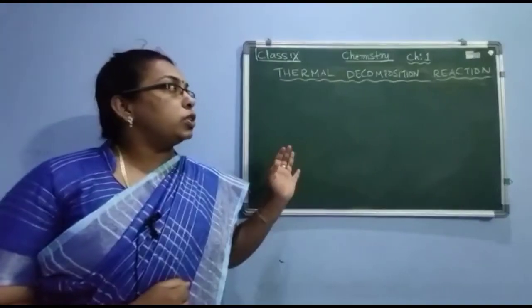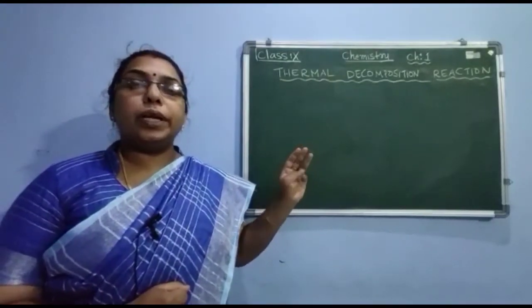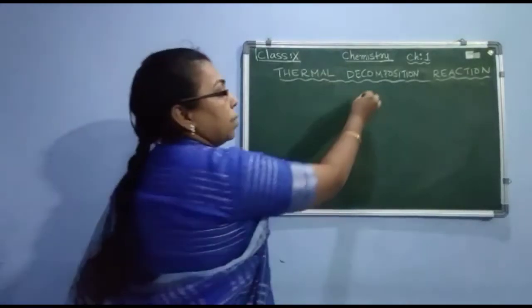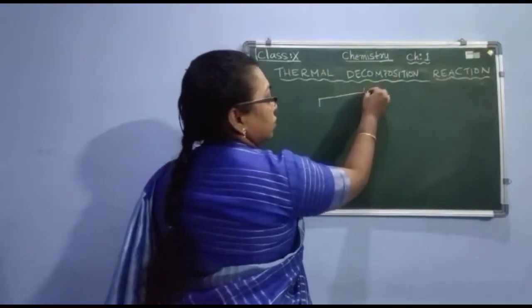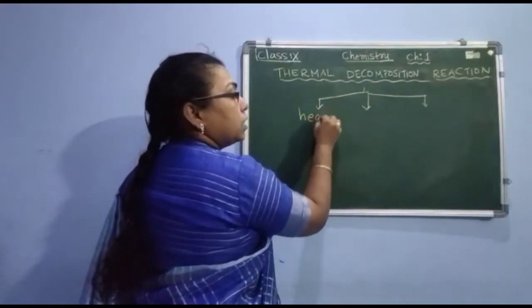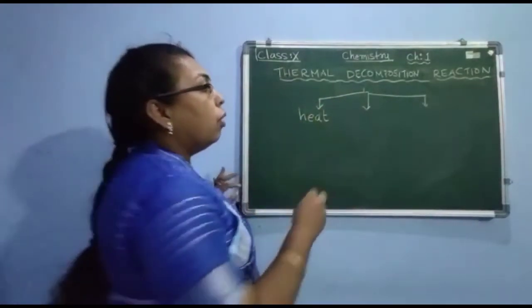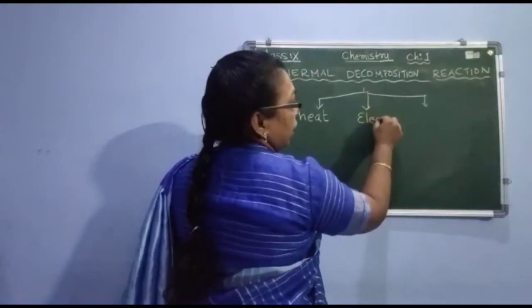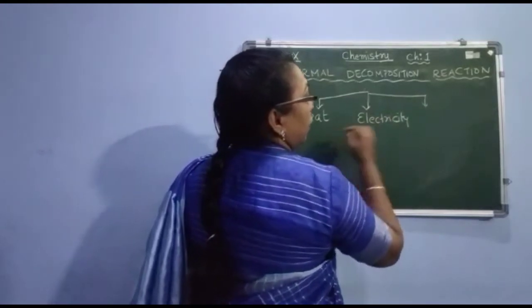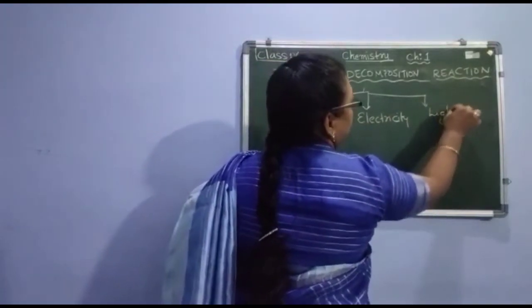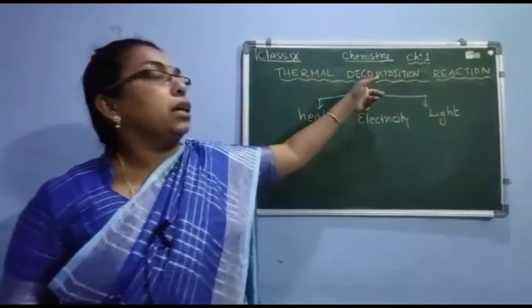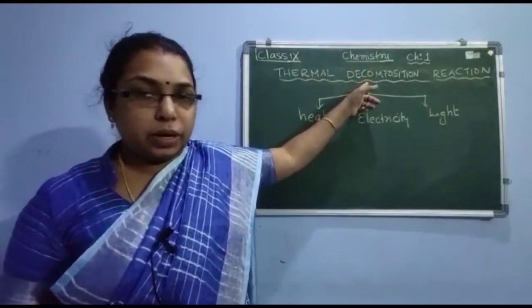Now, decomposition reactions happen only through the input of energy. How do we supply the energy? We can supply the energy through three methods. Either you heat the reactant, or you supply electricity or electric current, or you supply light. Any of these energy inputs helps in the decomposition reaction.